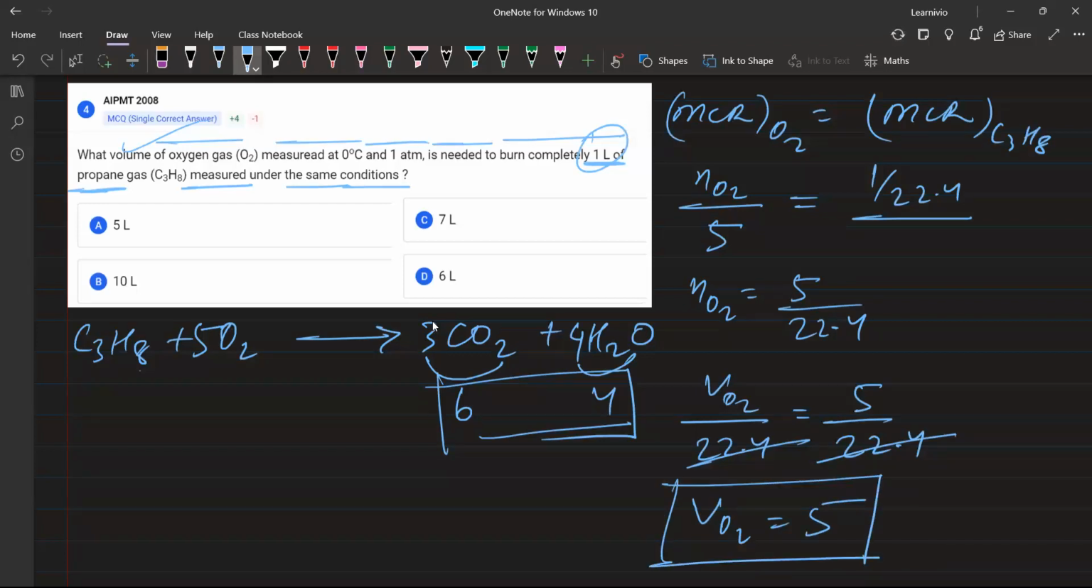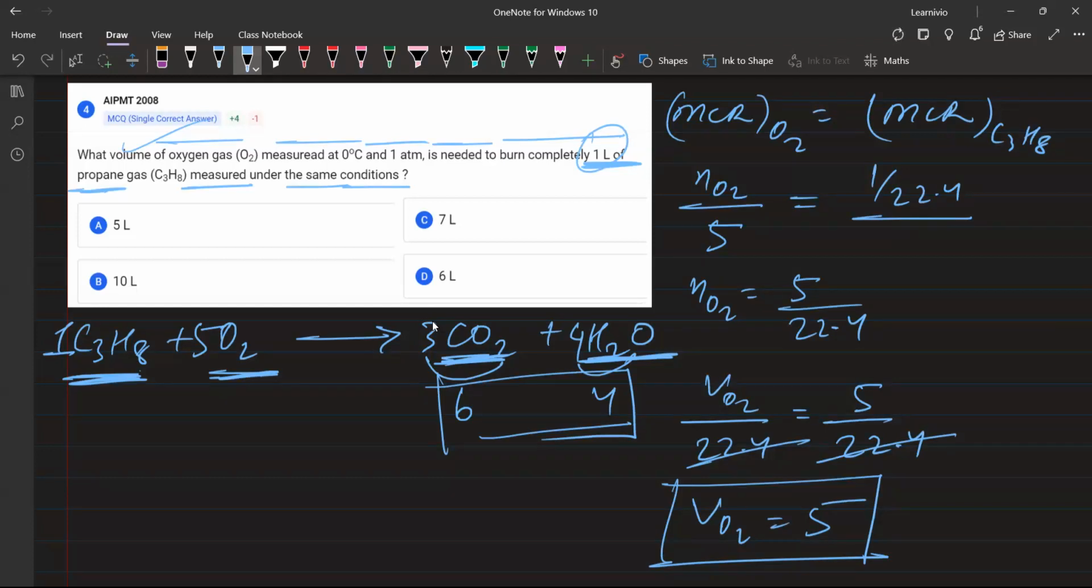By the way, the number of moles thing is also valid for volume. If you see here, 1 mole of propane requires 5 moles of O2 to give 3 moles of CO2 and 4 moles of H2O. The same thing can be said for the case of volume also. So 1 unit volume of C3H8 requires 5 unit volume of O2, and gives 3 unit volume of CO2 and 4 unit volume of H2O, if everything is in gaseous state, that is at STP.